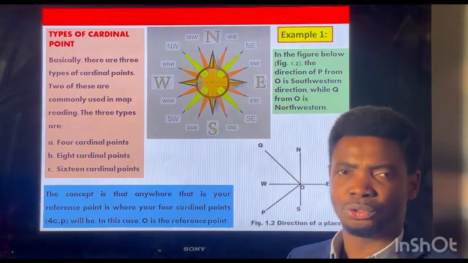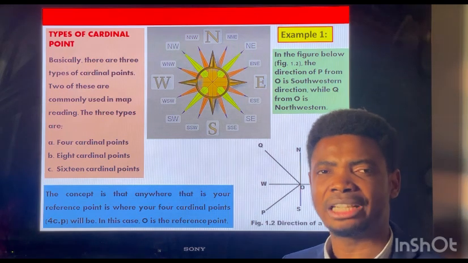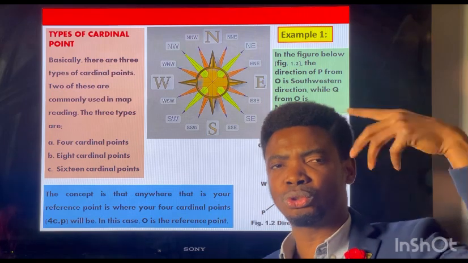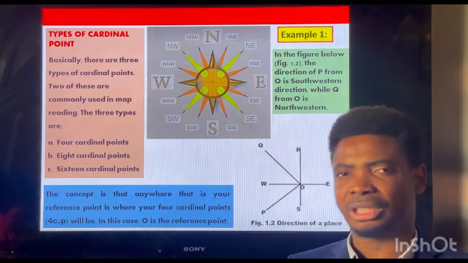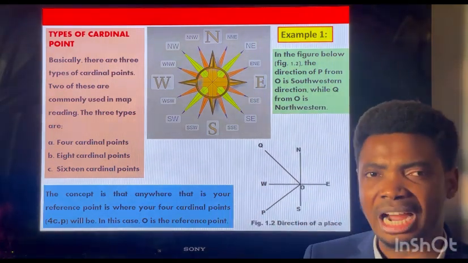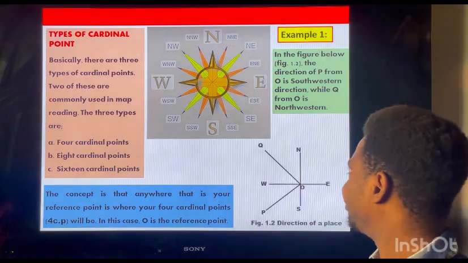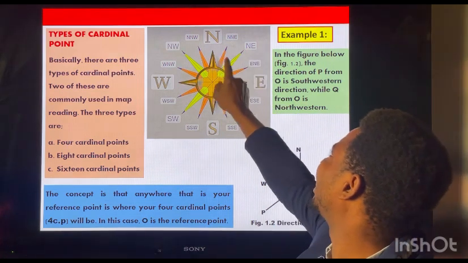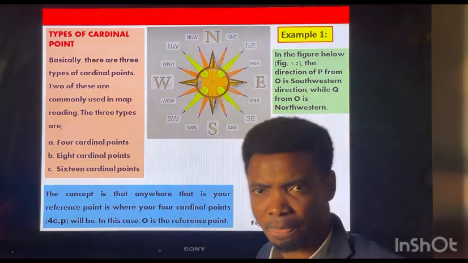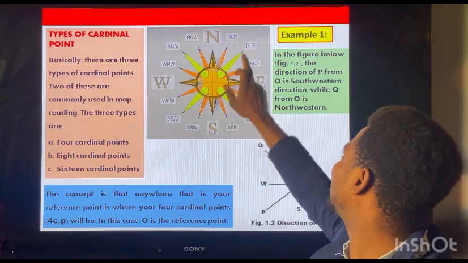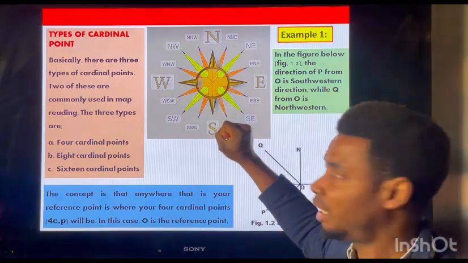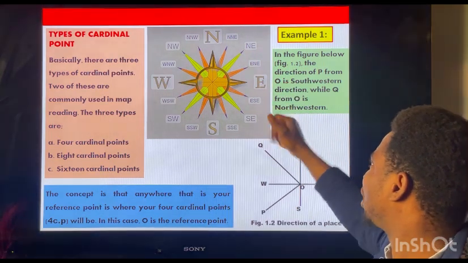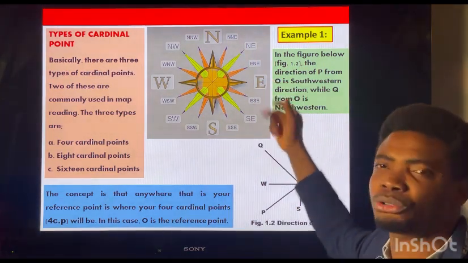Now going to 16 cardinal points, you have to divide each of the 8 cardinal points into another two cardinal points, so that it can give rise to 16 cardinal points. And these are they. In between the northeast and north, you have the north northeast. In between the northeast and east, you have the east northeast. In between the east and southeast, you have the east southeast.